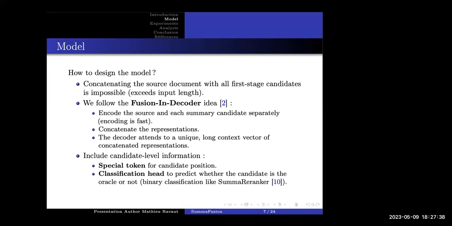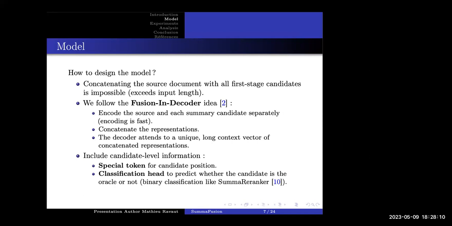Well, the immediate thing we can think of would be to get the source documents and then concatenate them with all the first stage candidates. But that would result, as you can imagine, in something of a very long length. It would be a huge block of text, easily 2,000 to 3,000 tokens, and standard models are typically limited to 1,024 tokens. I think ChatGPT is probably a bit more, like 2,048. Yeah, you see that there's going to be an issue here.